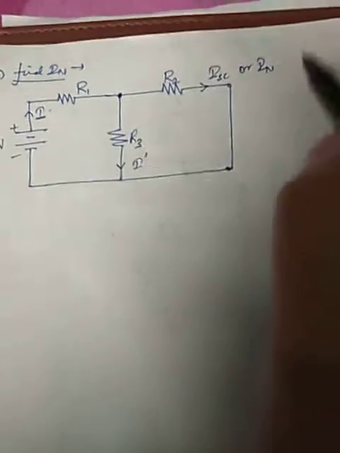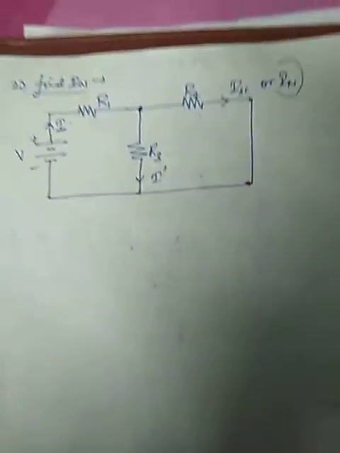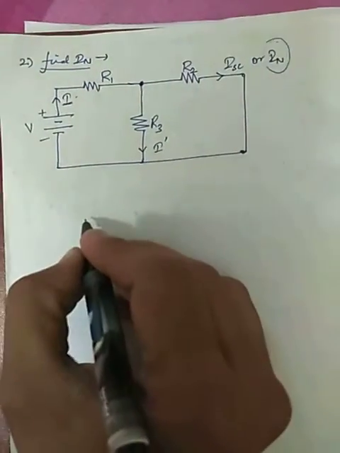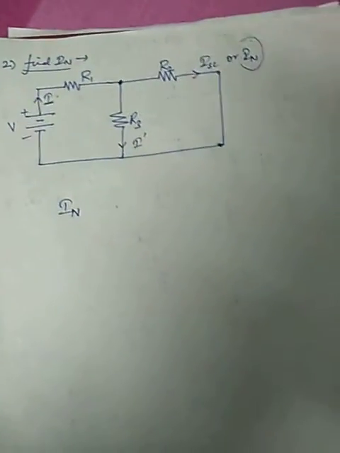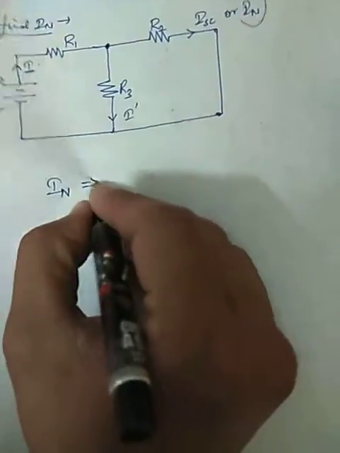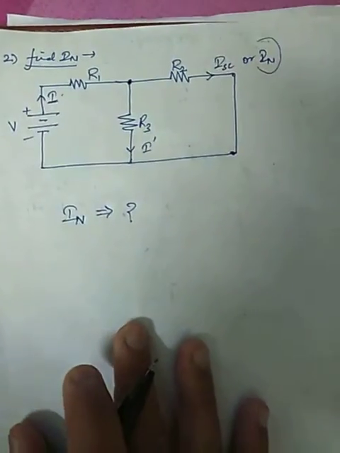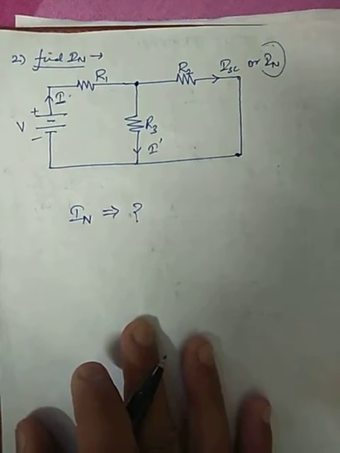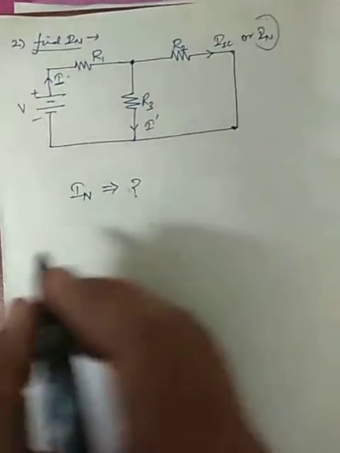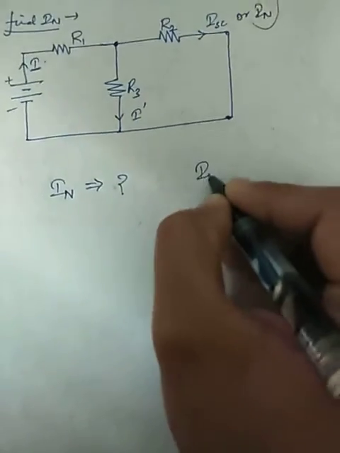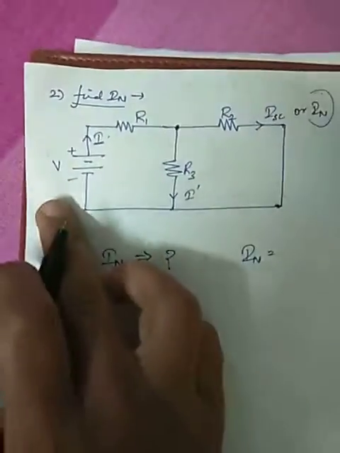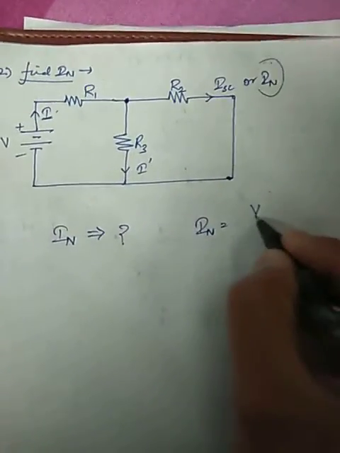So here our motive is to find this IN current. So how will we calculate? Very easy. With the help of the current divider rule, we will calculate the value of IN. So the formula will be I is equal to V by R, where V is the voltage here.